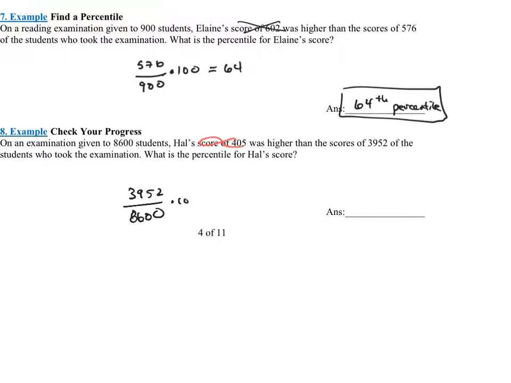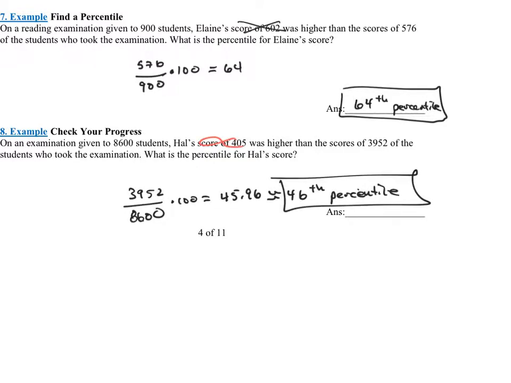Again, that's a decimal, so you multiply it times 100 or whatever you need to do to convert it to a percentage. I'm going to round this to 2 decimal points. I'm getting about 45.96. Look, that's close enough. Let's just say it's the 46th percentile. So he scored better than 46% of the students.